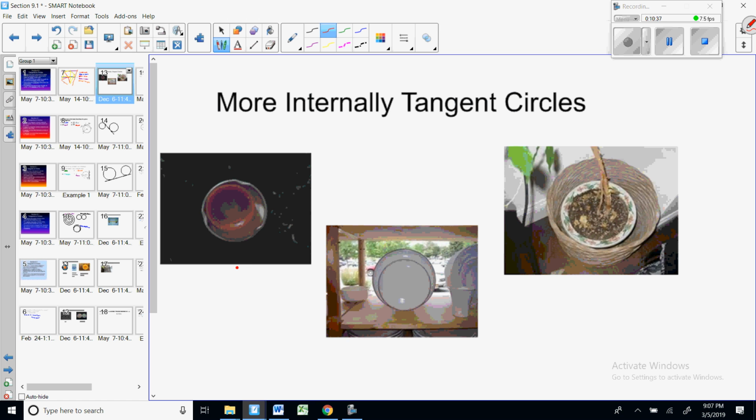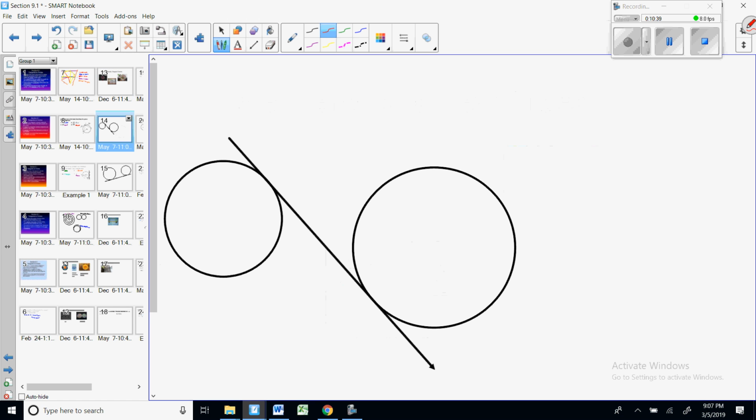Now, there also are tangent lines that can be common lines. Okay, this is an example of a common internal tangent. And a common internal tangent is a tangent line to multiple circles that pass between the centers of the circles. Okay, so since this line here passes in between the center of the circles, it's a common internal tangent.